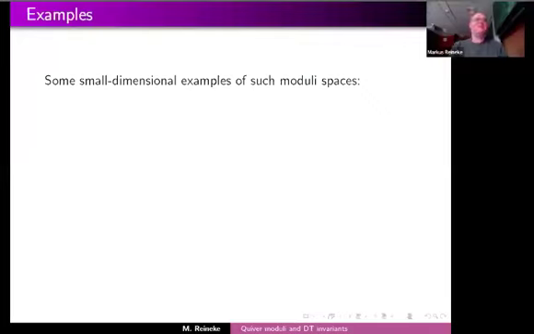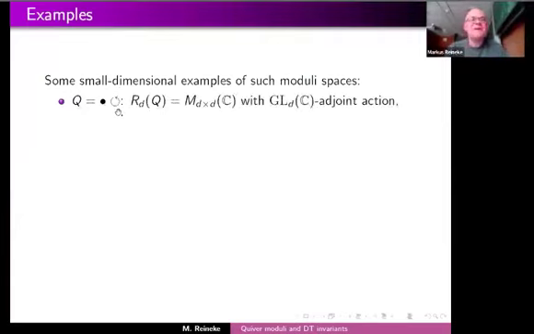Finally, I promised this several times: on the next slide, here we go, some small dimensional examples. Let's first look at the quiver which is a single vertex and a single loop attached to it. This loop should really be attached to this vertex, but it's just my poor LaTeX abilities which prevented me from drawing this correctly. Let's work out what the representation variety and the action are in this case. The representation variety is just the space of d by d matrices.